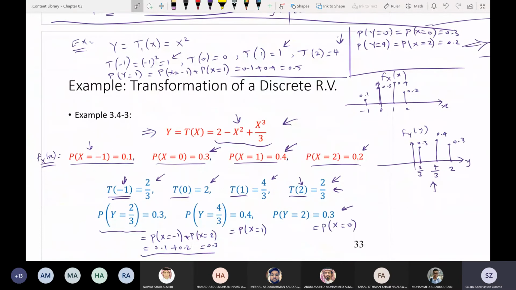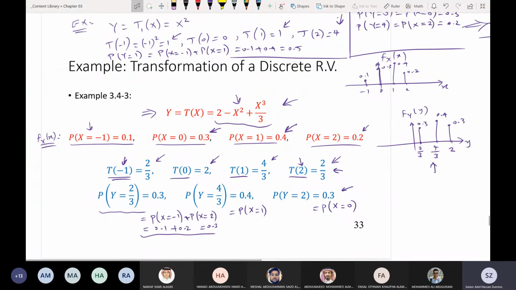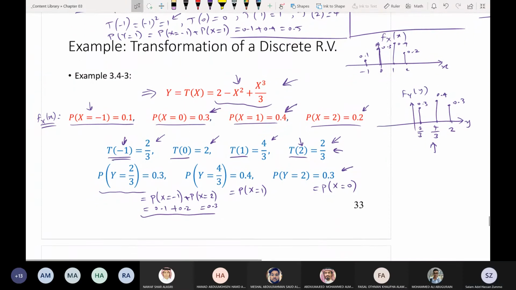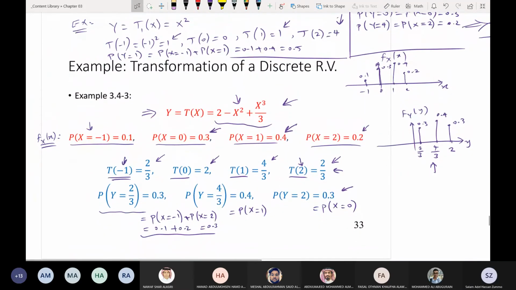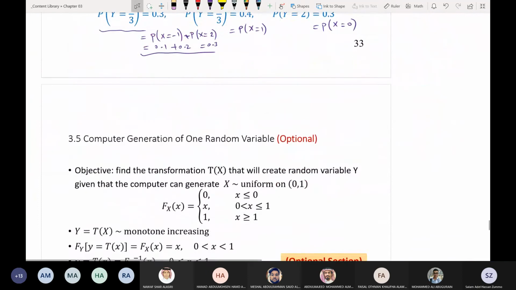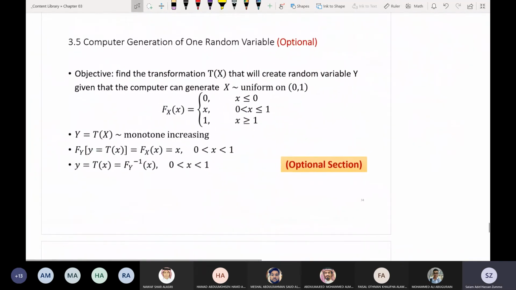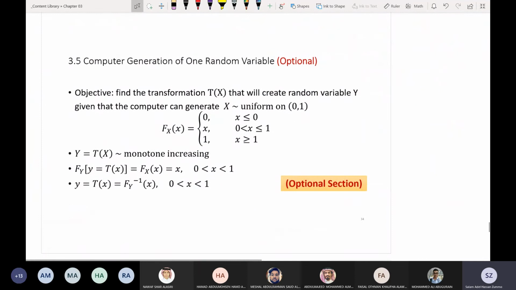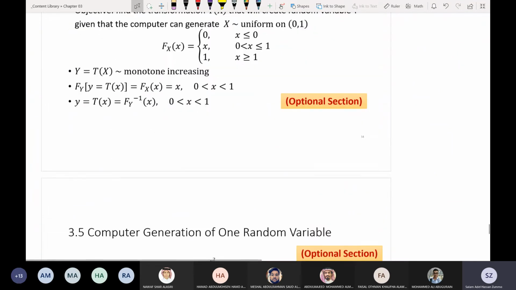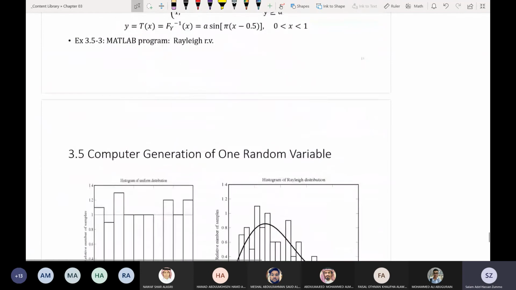Clear? How do we find this? Any question? This section is optional, I will not go through it. Those of you who are interested can just read it from the textbook.